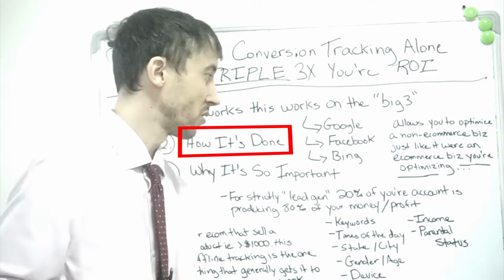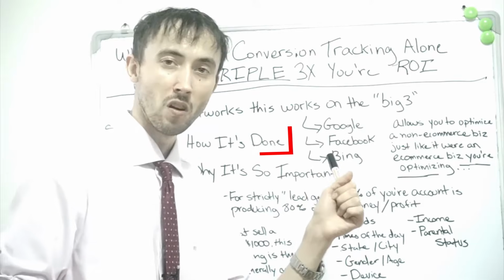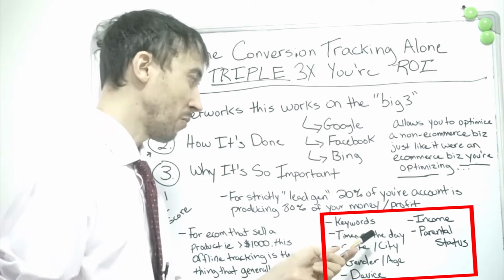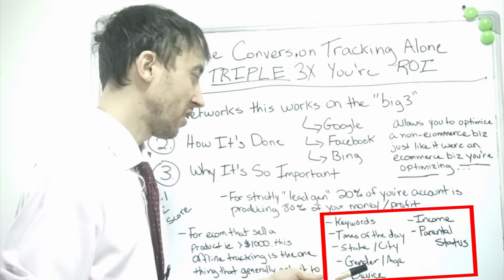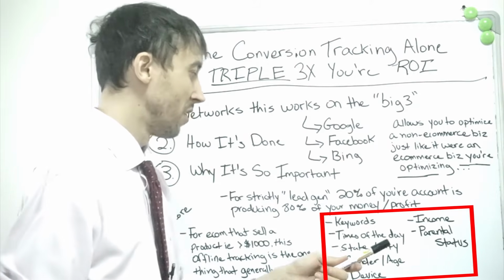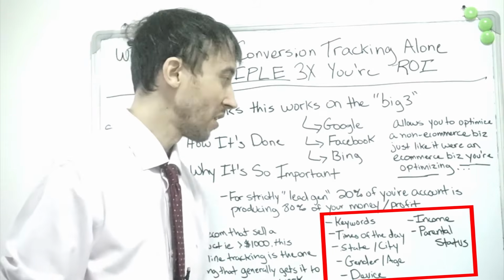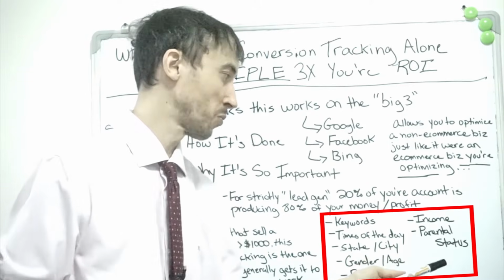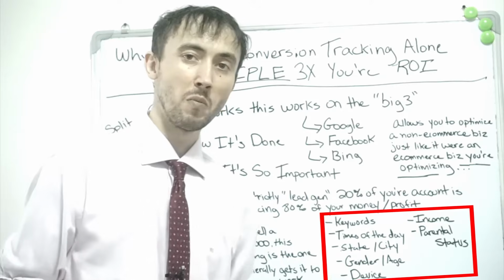I'm going to import his code into my account. Boom. He typed in this. He searched at 8 p.m. He was from Texas. It was a male. He was on a tablet. He was in the top 10% of income demographic spread, and he wasn't a parent.